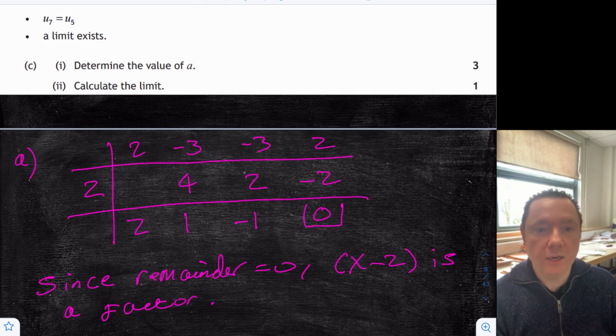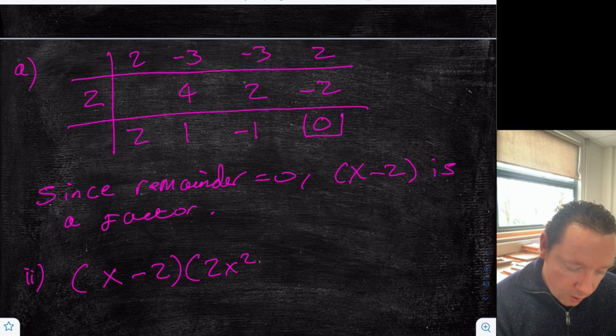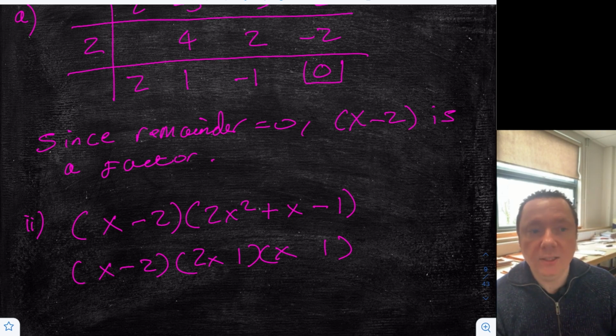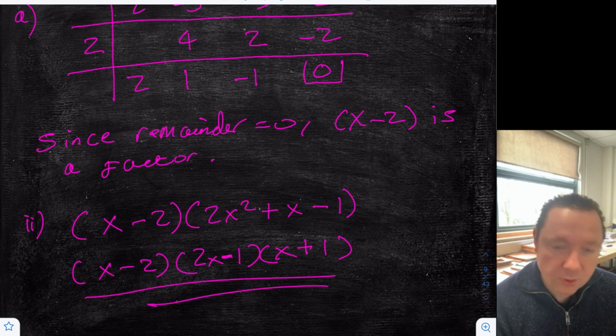And now we can try and factorise it. So we've got x minus 2. This is for part 2. And we've got 2x squared plus x minus 1 from the work we just did up here. That's x minus 2, double brackets, 2x and x. It can only be 1 and 1. So I just need to get my signs right. So it's plus 2 minus 1. So plus 1 and minus 1 here. And that's it factorised for second mark.